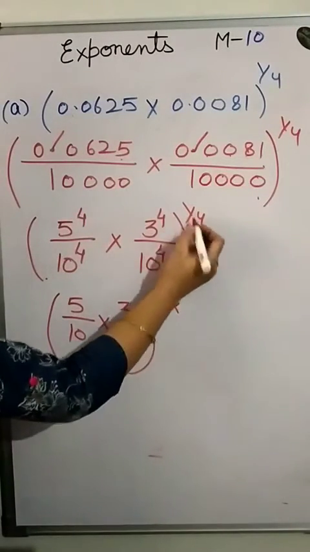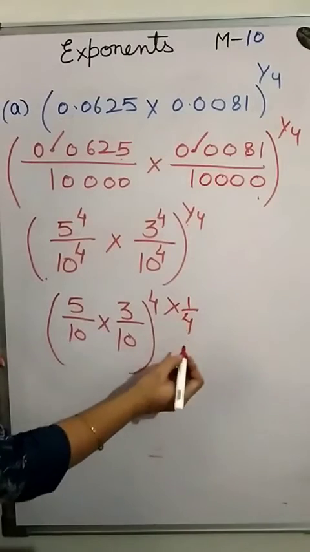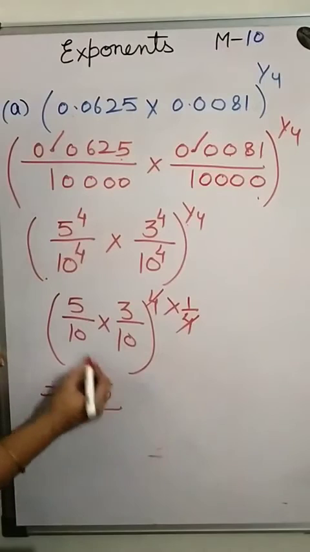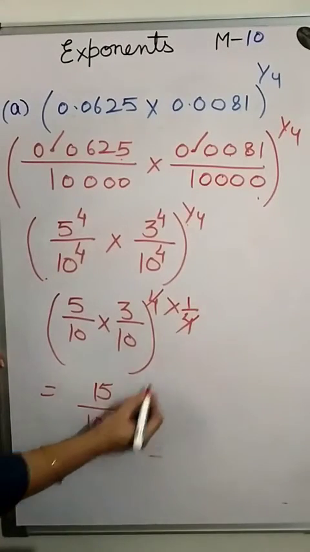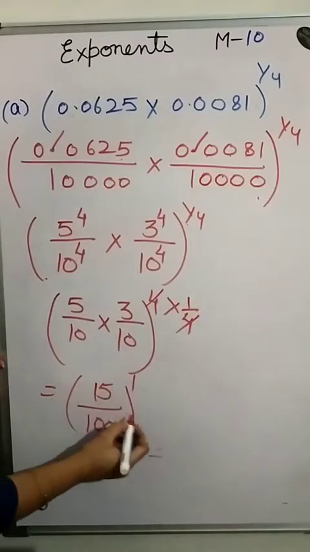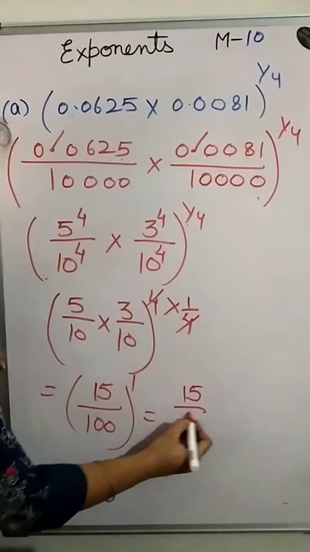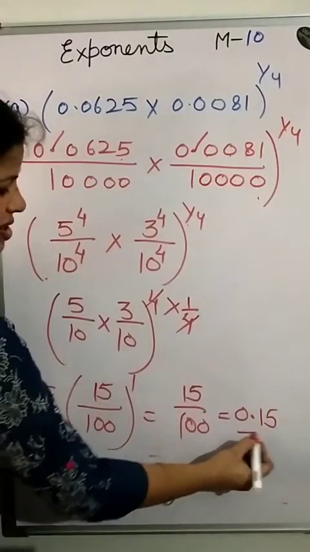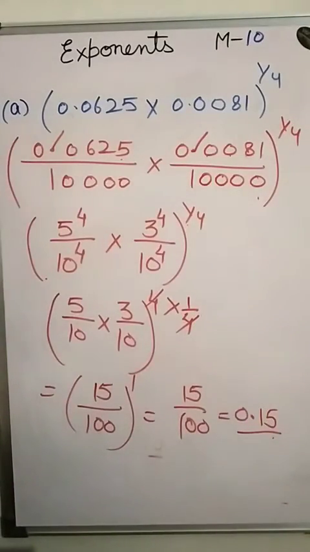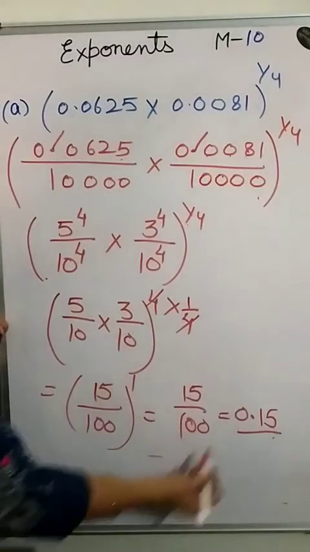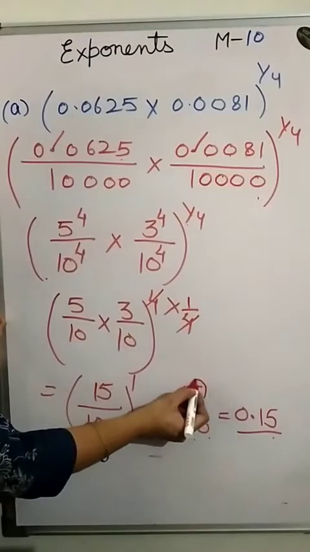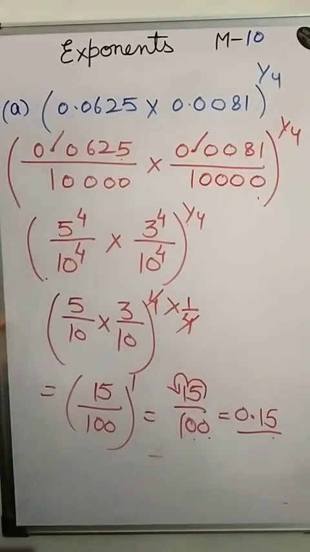And this is in multiplication with the power of this. So we can cut them. So the answer is 5 threes are 15, and 10 into 10 is 100, and the power is 1. So we can write 15/100, or this we can write as 0.15. So this is the answer of this one. So how do we write 0.15? There are 2 zeros here, so it means we shift our decimal 2 places left. So the answer is 0.15.